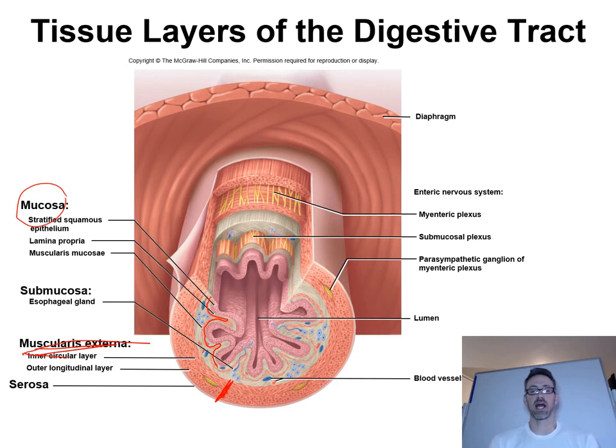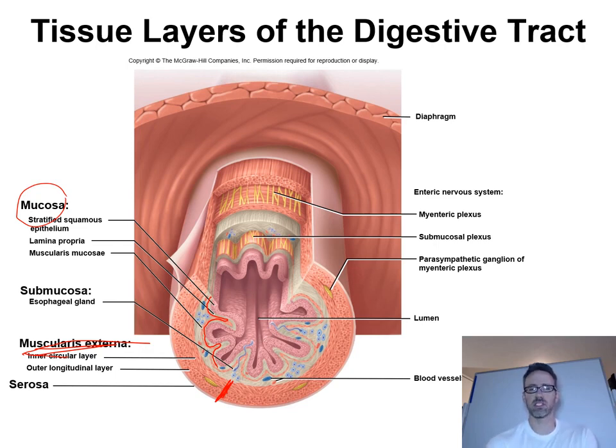And then lastly, the last layer is the serosa, which is the outermost layer. It's a connective tissue layer, which can also have nerves, and depending on where in the body we're talking about, it's sometimes referred to as serosa, or even called the adventitia, which is connective tissue that helps adhere it to the surrounding organs and tissues.